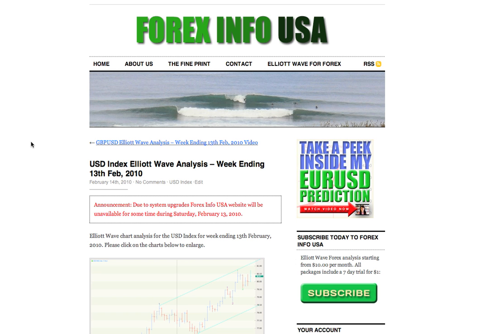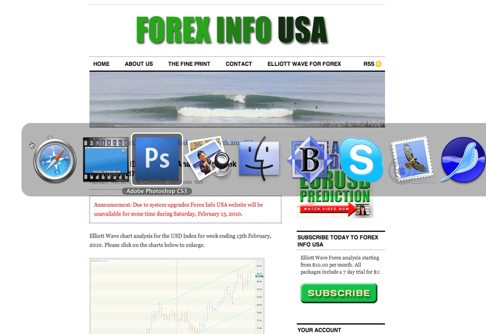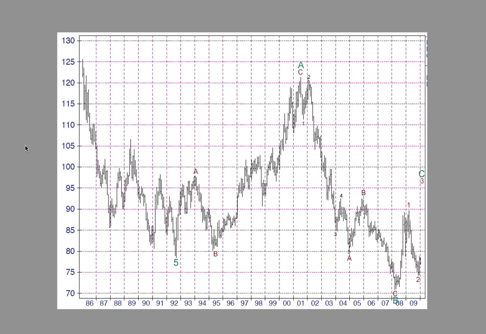I'm going to start my analysis of the US dollar today with a reminder again of the historical outlook. There's been a little bit of talk about perhaps we're going to see some significant downwards movement at the moment with the dollar, and this is why I don't think so.